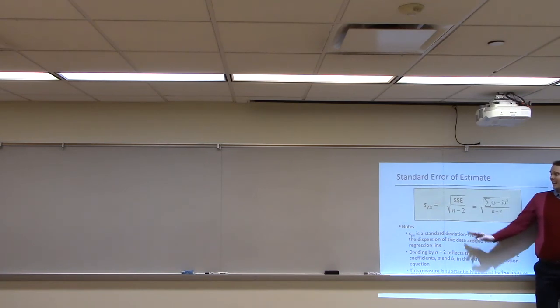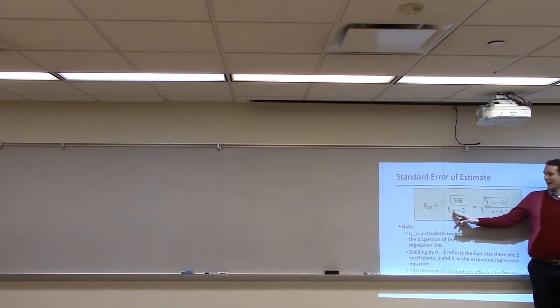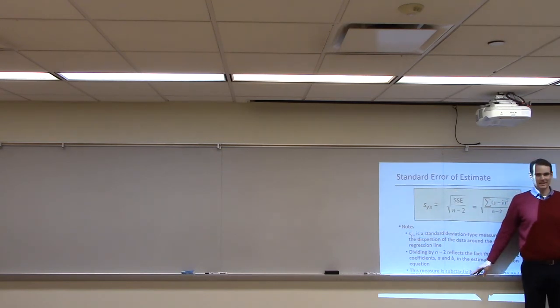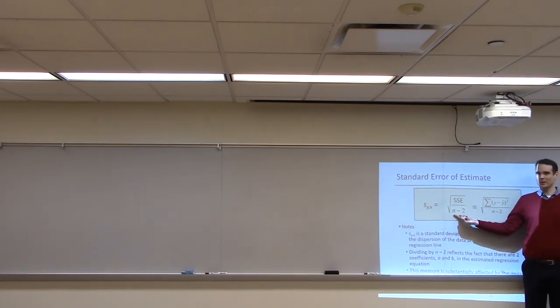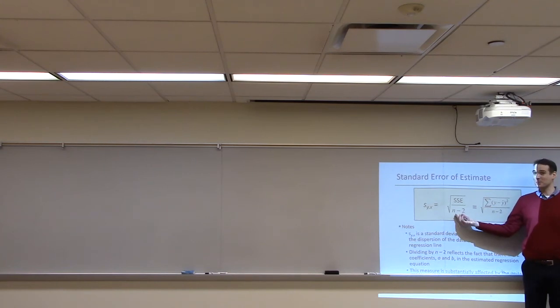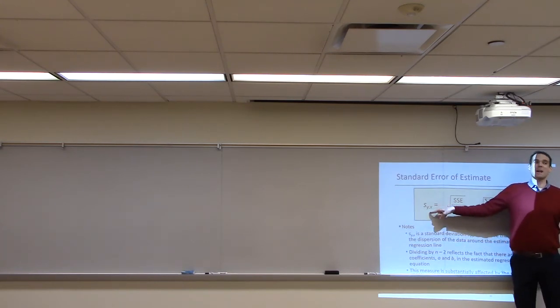Now, we don't divide exactly by the number of data points. We actually divide by the number of data points minus 2. So when we divide by a smaller number, what happens to this standard error of the estimate? Does it get bigger or smaller? Bigger. Okay, so if we divide by a smaller number, it's going to make the end result bigger.